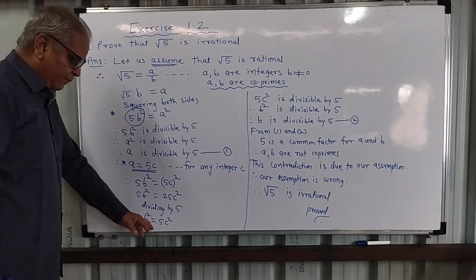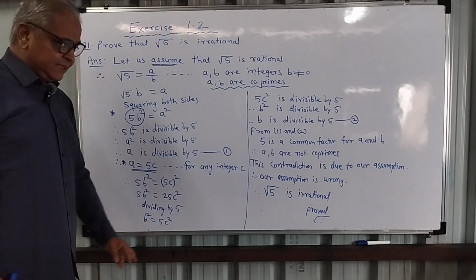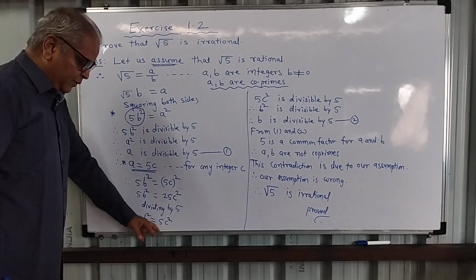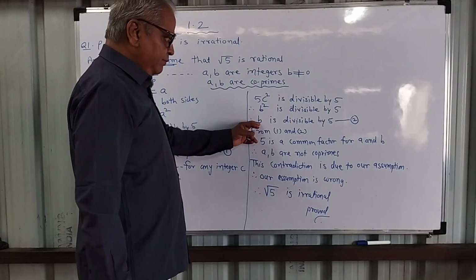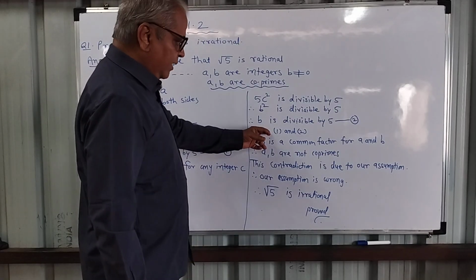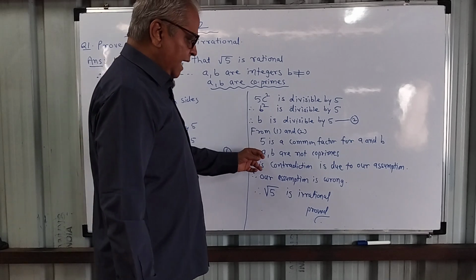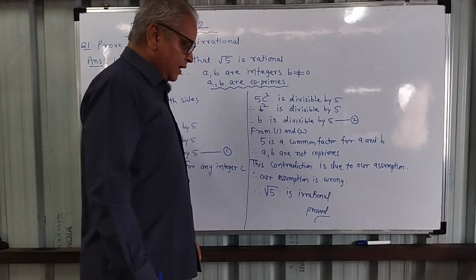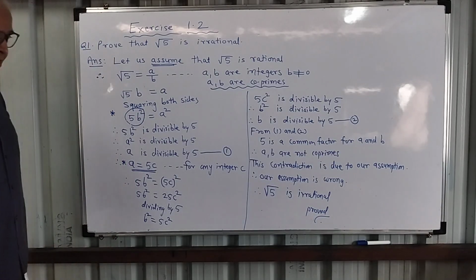Here also इथं सुद्धा आपल्याला असं दिसतं की RHS ला 5C square आहे. That means 5C square is divisible by 5. And as 5C square is divisible by 5, B square is also divisible by 5, and B square divisible आहे, the B is also divisible by 5. So statement number 2, from statement number 1 and 2 we can write 5 is a common factor for A and B. That means A and B are not co-primes. This contradiction is due to our assumption. Therefore our assumption is wrong. That means √5 is irrational, proved.